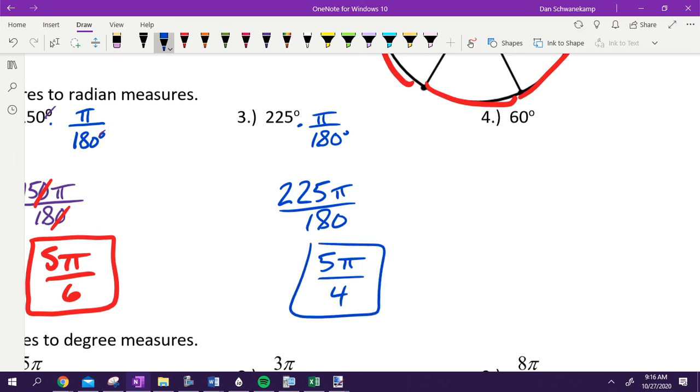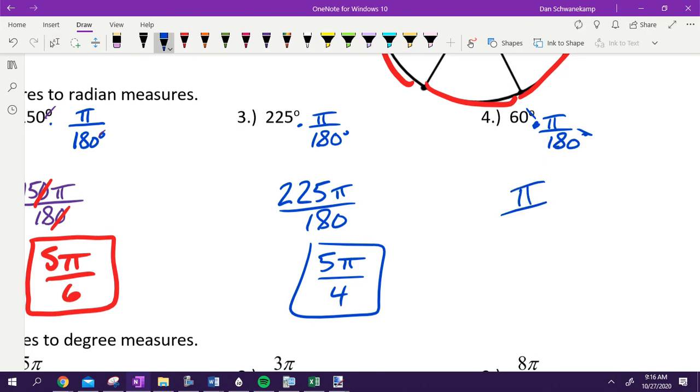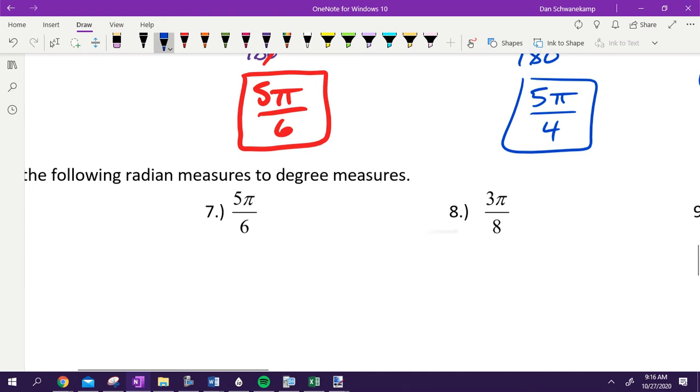And if we did 60 degrees here, Matthew, what'd you multiply by? Pi over 180. Pi goes on top, 180 degrees goes on bottom. That way the degrees can cancel. What do you simplify that to get? Pi over 3. Boom. Converted. Great.